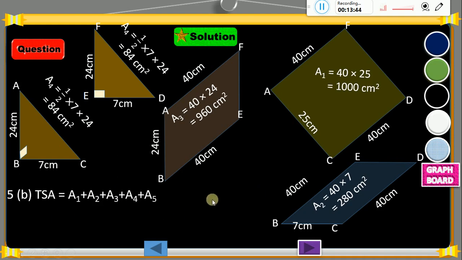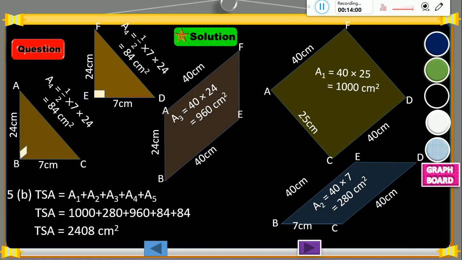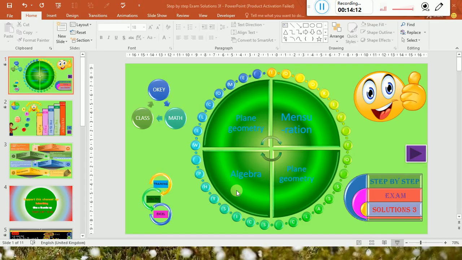Then we make direct substitution, lifting the answers we have here and replacing A1 to A5. 1000 plus 280 plus 960 plus 84 plus 84. Therefore, the total surface area is 2,408 square centimeters. That brings us to the end of this presentation.